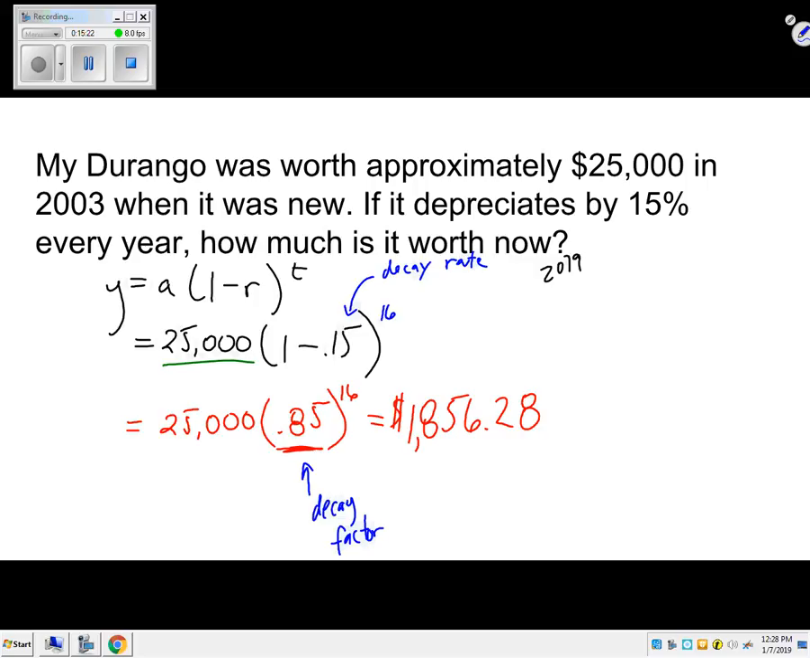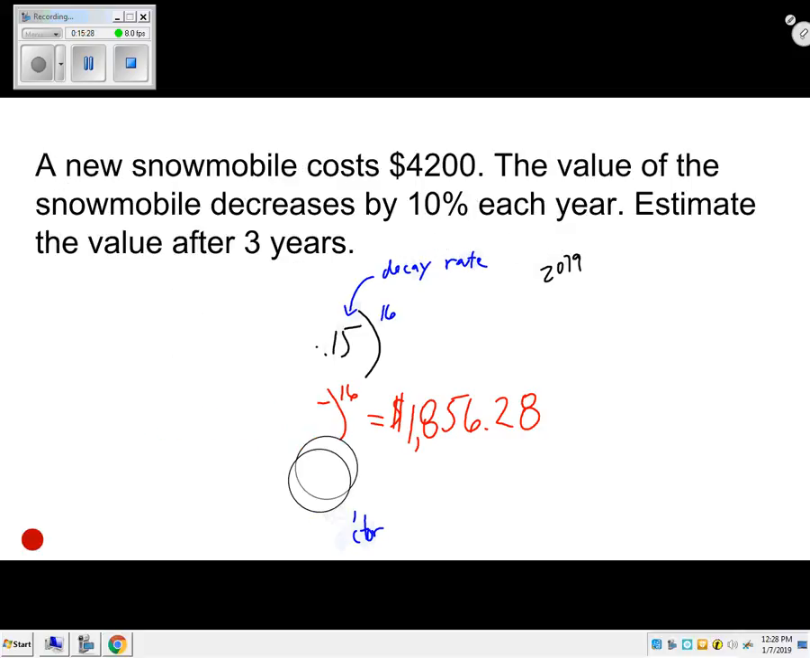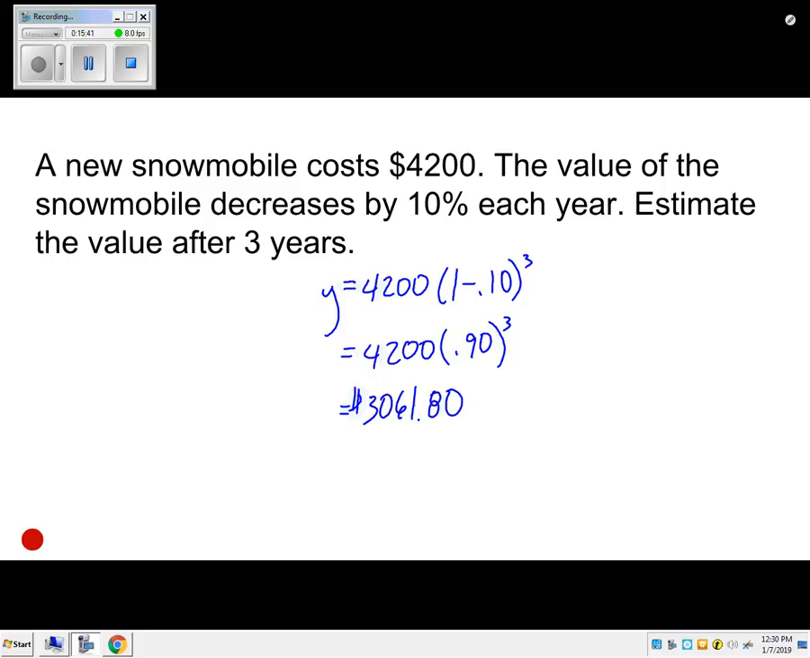Okay, I want you to try one of these on your own. Again, we'll do the thing where we pause the video, and then we will see if we get the same thing after you work it out. So go ahead and hit pause, and then give this one a shot. These snowmobiles hold their value a little bit better than the Dodge Durangos. $3,061.80 on this answer. Hope you got that.